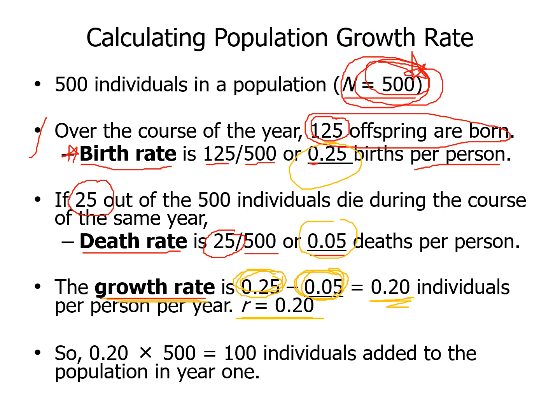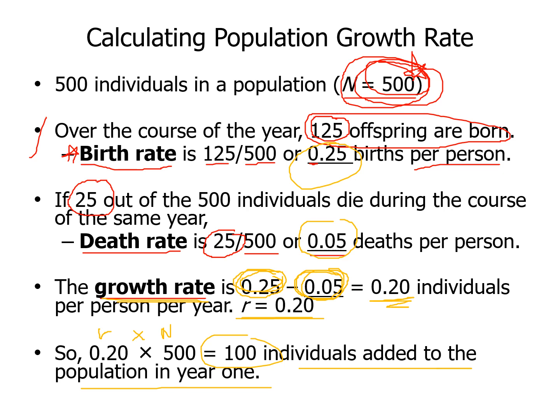What we do with that information, remember, is R multiplied by N. Ooh, this is hard to do with a mouse, but I'm impressed with myself. So we take 0.20, multiply it by 500, and that's going to give us 100 individuals added to the population in 1 year.